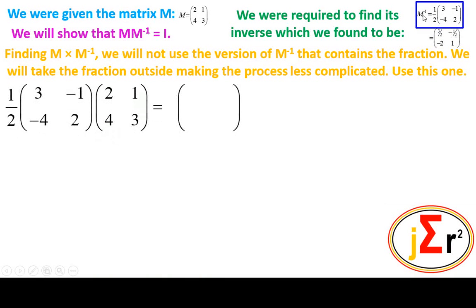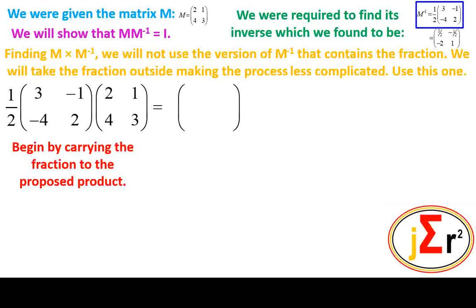Now we have M inverse to be multiplied by M. When we multiply M times M inverse, although matrix multiplication is not commutative, for this special case it does not matter if we multiply in the order M times M inverse or M inverse times M.